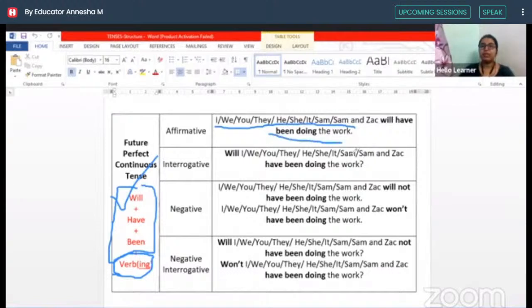She will have been going to the market. They will have been dancing in the party. We will have been attending the ball. Okay, so on and so forth.